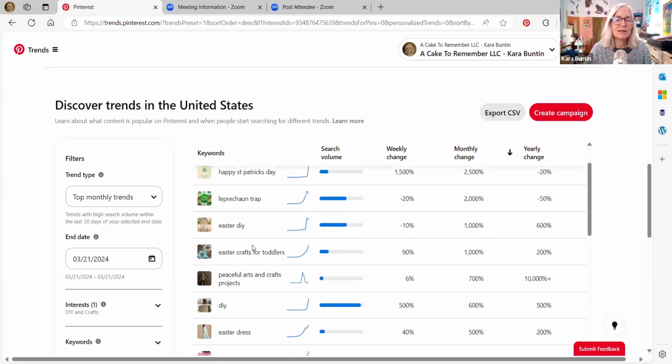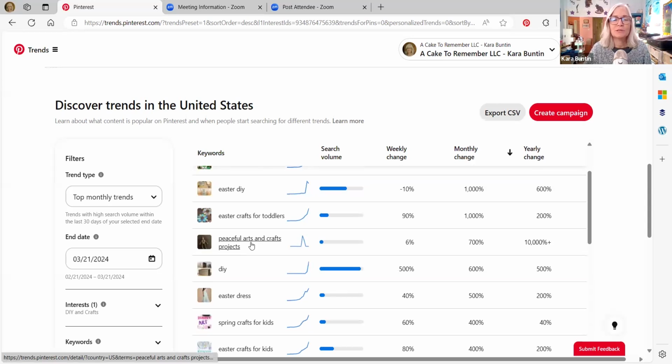But this is the kind of thing where you can get ideas about, like, look, peaceful arts and crafts projects. I don't even know what that would be. So I would look that up on Pinterest to see what kind of things it's bringing up. But if you do kind of needlework kits or something that's calming arts and crafts, maybe that's what they're talking about. And that's the kind of thing that you could be looking to make products or pins for.